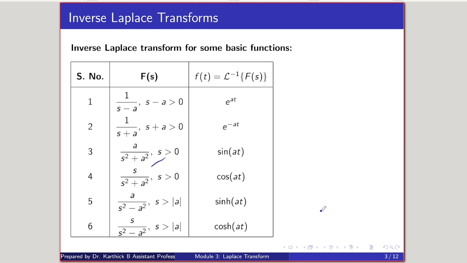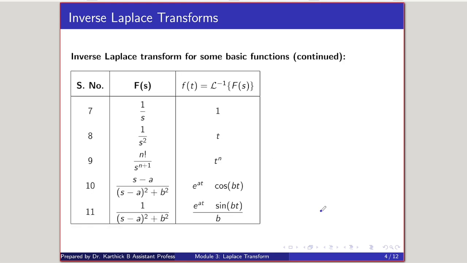If I am asking for the inverse Laplace of cos at, then we have to say that it is s by s square plus a square. If it is the inverse Laplace of sinh at, the hyperbolic function, then it is a by s square minus a square. Similarly, some other standard formulas: the Laplace inverse of 1 is 1 by s. We know that the Laplace of 1 is 1 by s. Then the inverse Laplace of t power 1 is 1 by s square. These are some new formulas.